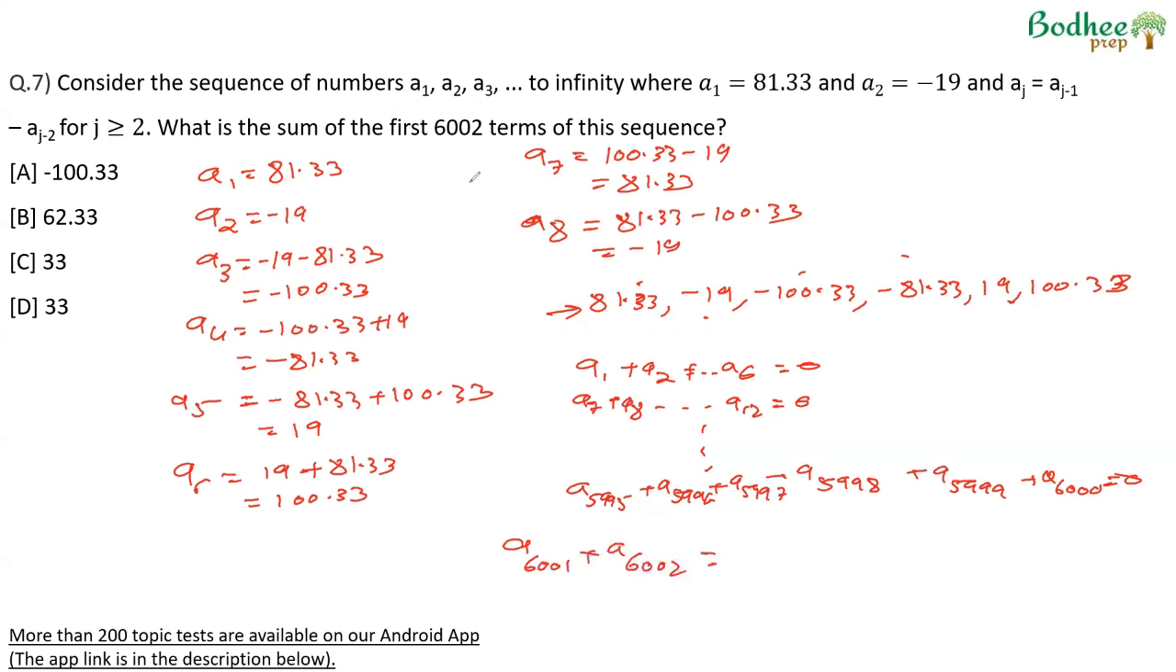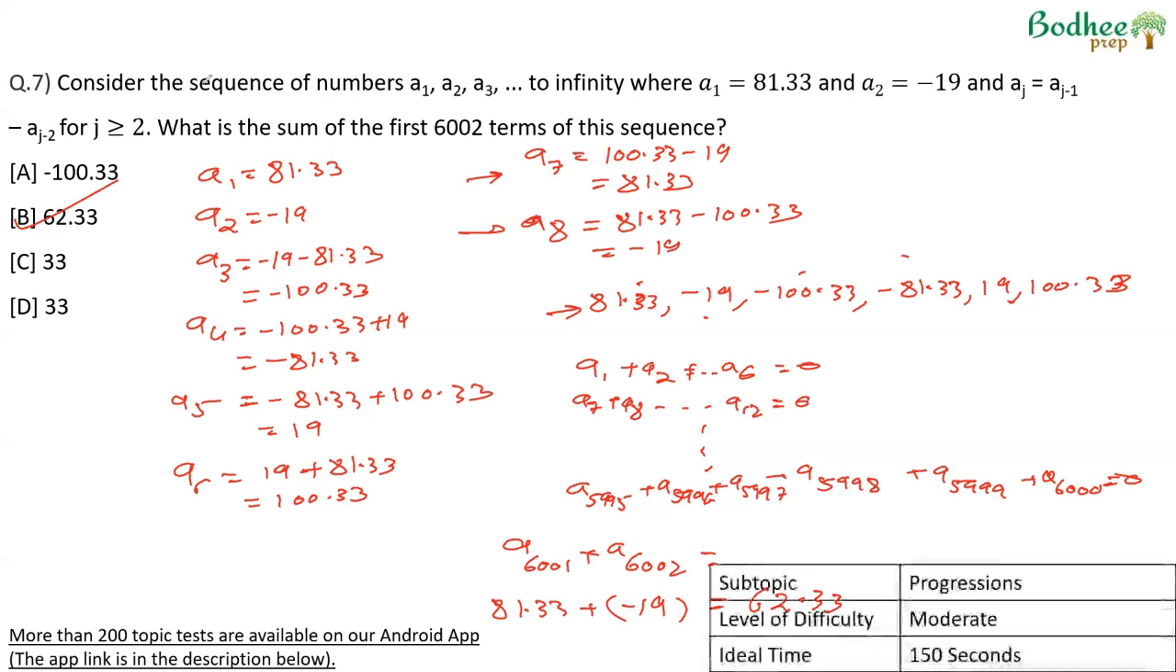These terms will be equal to the first and the second term because the terms repeat after 6 terms, and therefore A6001 will be 81.33, A6002 will be minus 19. 81.33 plus minus 19 will give us nothing but 62.33, which is option B. The question is of moderate level of difficulty. The attempt time might go up to 150 seconds. But it's a question that you would have come across while practicing, and therefore it becomes a little doable.